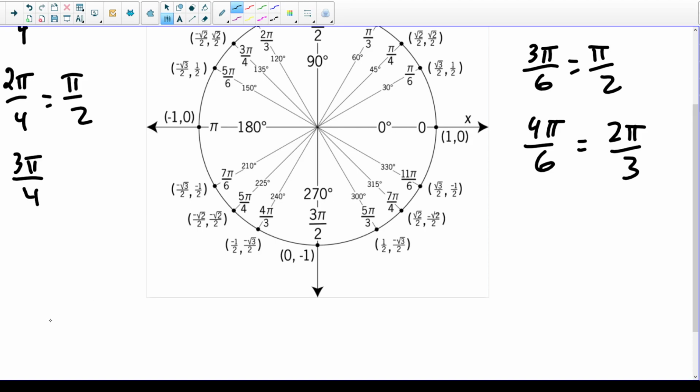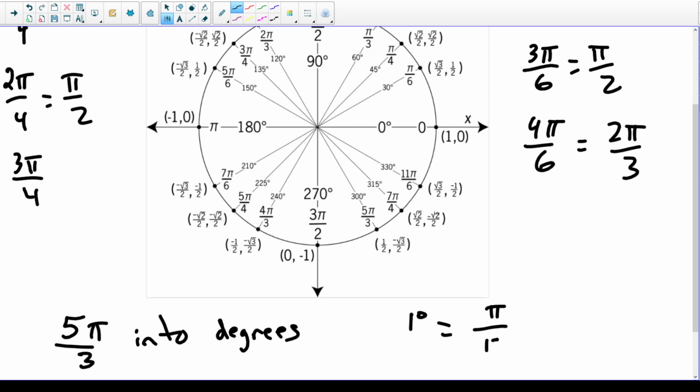Speaking of conversions, what if I threw at you, now you can see it right on the circle here, but what if I asked you to convert 5 pi over 3 into degrees? Let's talk about that conversion because we haven't done that yet. You already know that 1 degree is equal to pi over 180. If you go back in slides, that's the conversion factor, right, for degrees to rads.